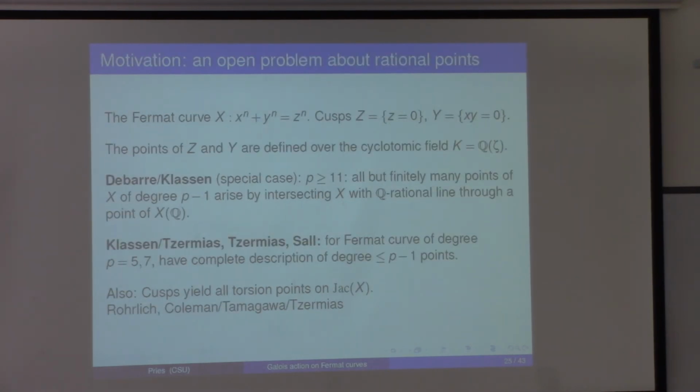So here's the open problem about rational points. Here's the Fermat curve, and we have these cusps, and we know that the points where one of the coordinates is 0 are defined over the cyclotomic field. But one question that's not known is, are those all of the points defined over the cyclotomic field, or could there be more? This question was considered by Klassen, Zemias and Saul. They looked at the Fermat curve of degree p being 5 or 7, and they have a complete description of all the points on that Fermat curve defined over a number field whose degree is less than or equal to p minus 1. But already for p equals 11, there is not a complete description of the points of degree 10 on the Fermat curve. And so this was one of the reasons that we were interested in looking at this problem.